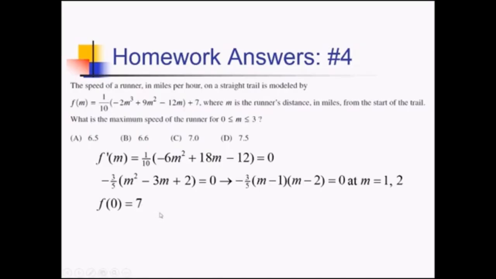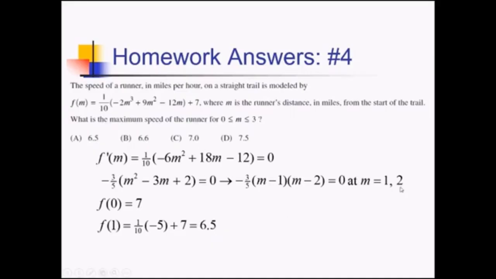And now plugging in a few more things, we have to plug in positive 1. So that's going to be 1/10 on the outside. And we have negative 2 plus 9 is 7, minus 12 is negative 5. There we go, negative 5. Negative 5/10 is really negative 1/2. 7 plus that is going to be 7 minus 0.5, so 6.5. And that's one of the answer choices, but then again, so is 7, so we have to keep going here.